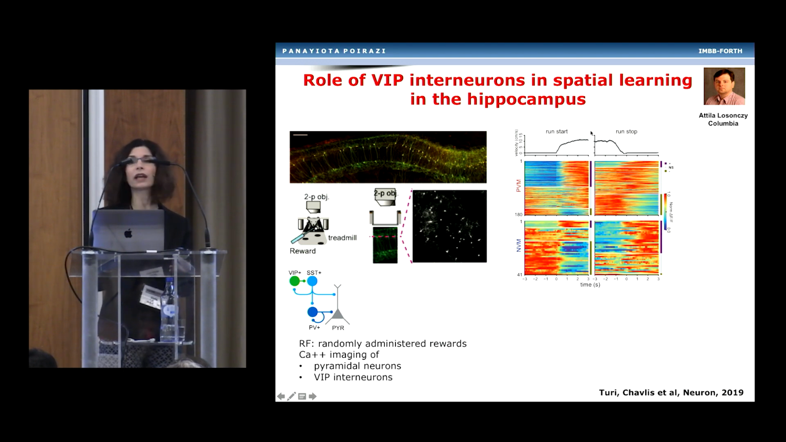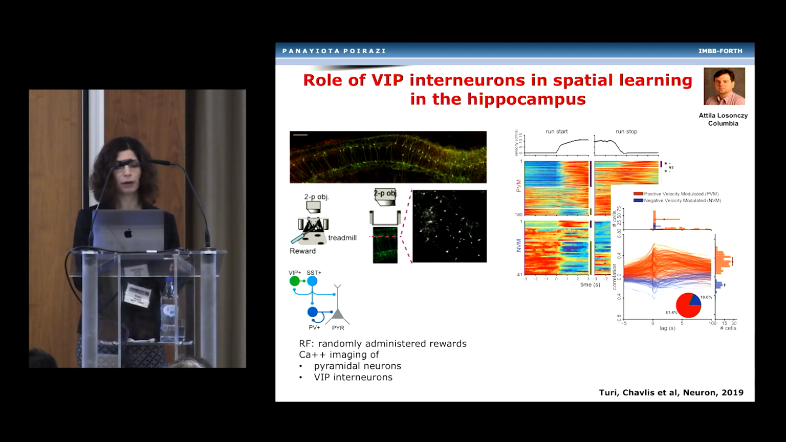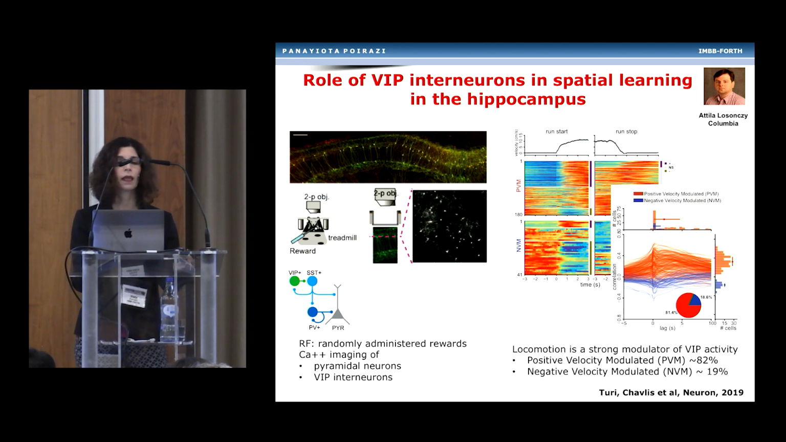Positive means that while the animal runs, these interneurons fire more strongly. Negative means that when the animal stops, these neurons fire more strongly. So you have both types of these interneurons in the animal. And their relative proportions are approximately 80 to 20%, with the positive velocity ones being the dominant class. We don't know much about what is a positive velocity or negative velocity class with respect to their molecular markers, right? We just know they're velocity modulated.